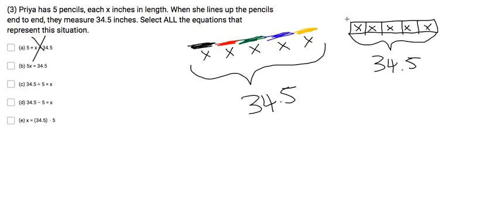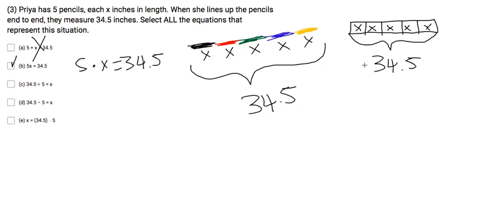5 times x though, so if we did x 5 times, 1, 2, 3, 4, 5, that looks good to me. So 5x equals 34.5. Remember, the 5 next to the x just means 5 times x equals 34.5. So that one looks good to me.